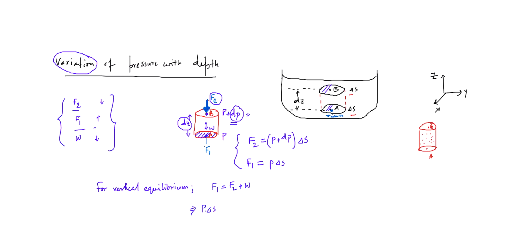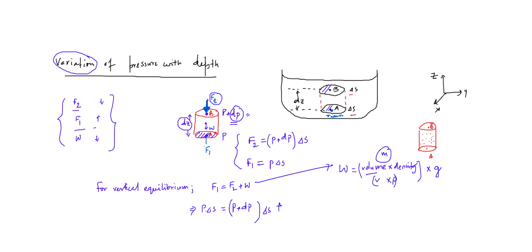F2 can be written as P plus dP times delta S, and W can be written as the volume inside this cylinder. W is what? W can be written as the volume multiplied by density multiplied by g. Why? Because volume V multiplied by rho is the mass M, and mass into g, mg, is equal to weight, right?